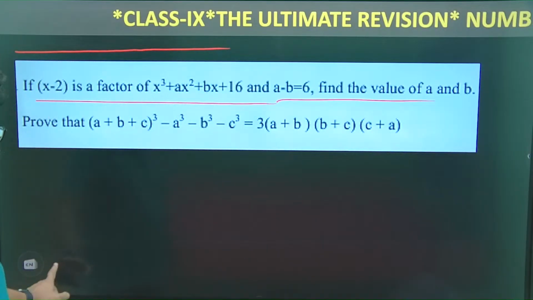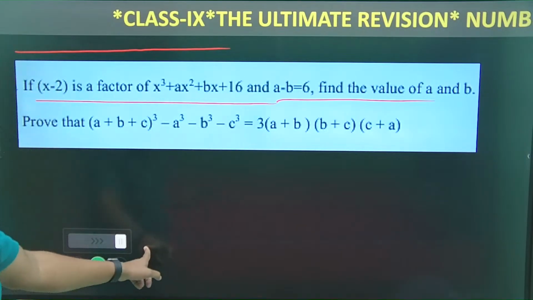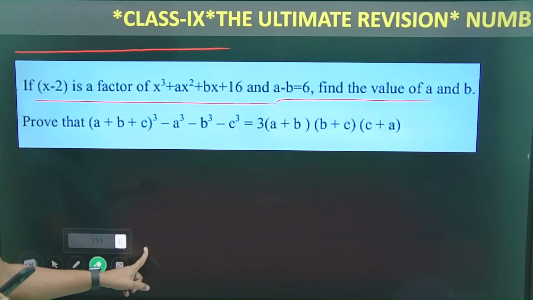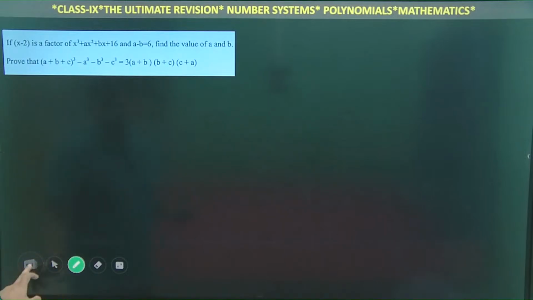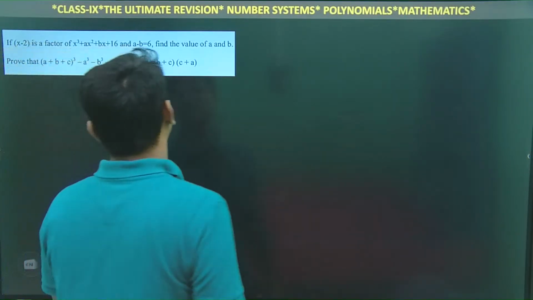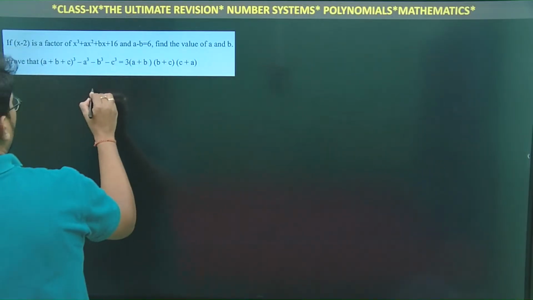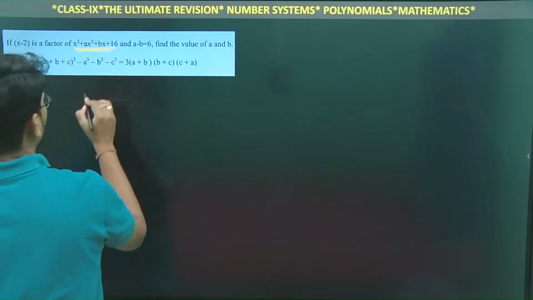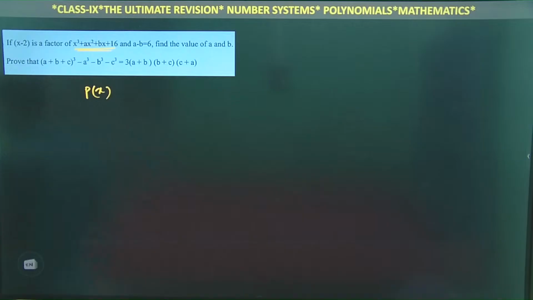Clear? So let us solve this question. First, everyone write down this question. It is given that x minus 2 is a factor of this; find a and b. Now let the given polynomial be p of x.